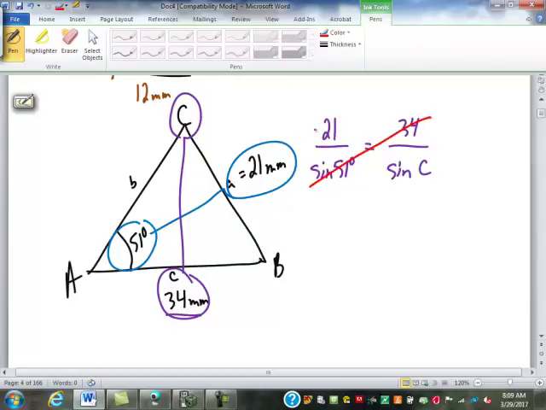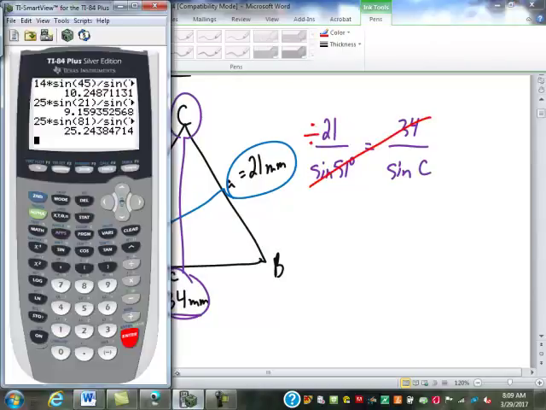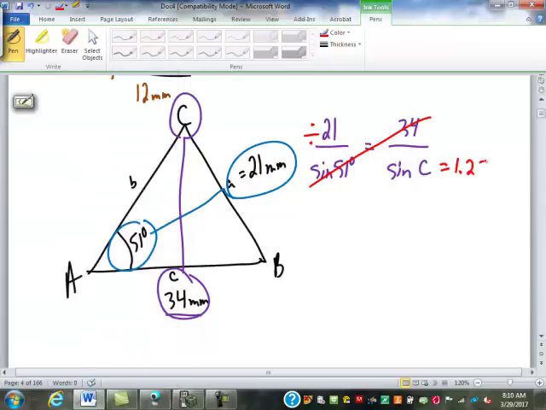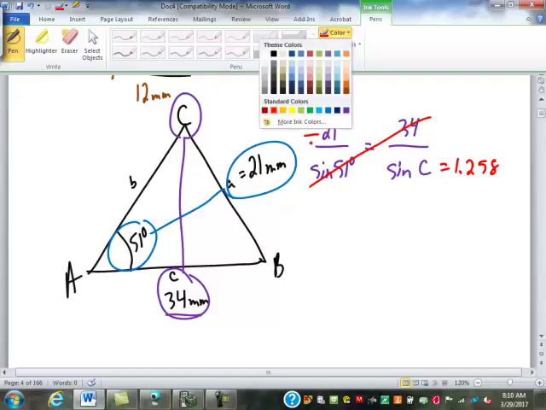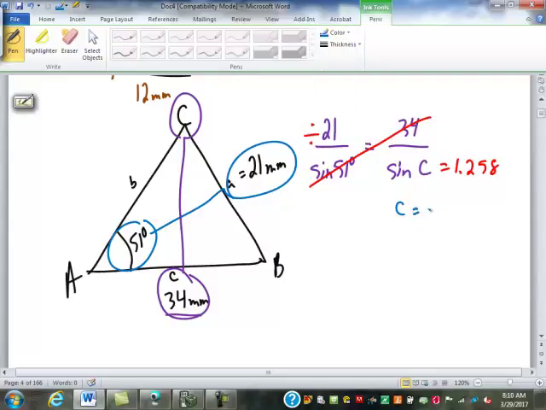So we're going to cross multiply and divide first, as always. So sine of 51 degrees, make sure I close my parentheses, times 34 and divided by 21. It gives me 1.258. Well, that is the sine of angle C. To get angle C, I'd have to do what? Inverse, right? C would be the inverse sine now.